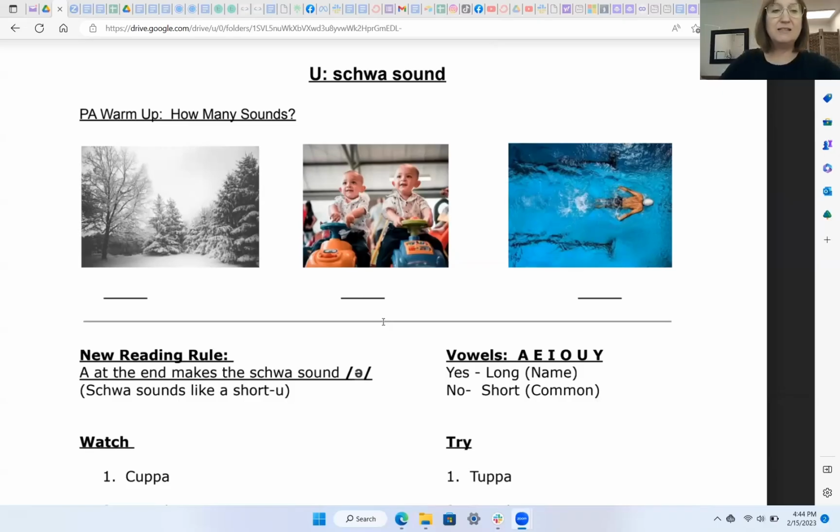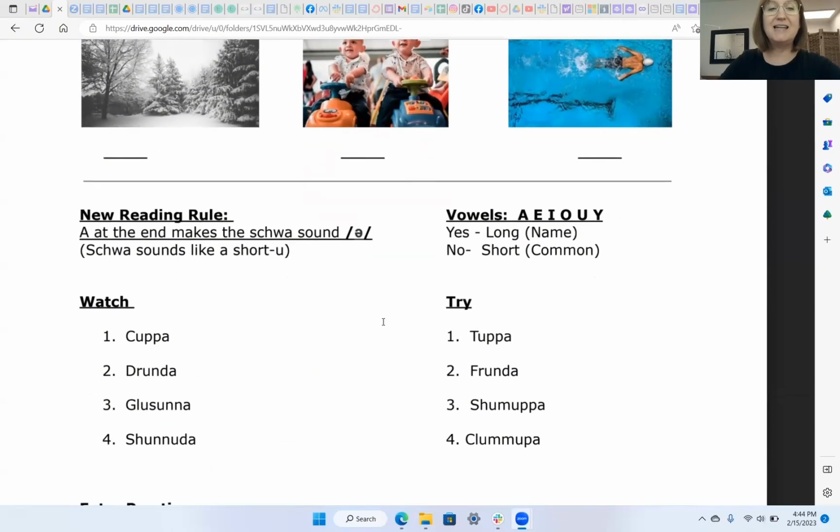Okay, so our lesson for today is that A at the end makes the schwa sound, which is the same sound as the short U. Remember that really lazy sound, lazy jaw, lazy tongue. A at the end always makes the schwa sound. I love always rules. We don't have them in English very often, so when we do, we celebrate.